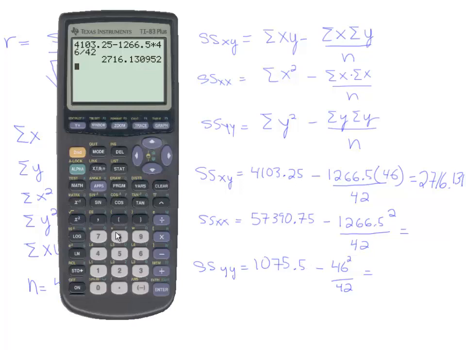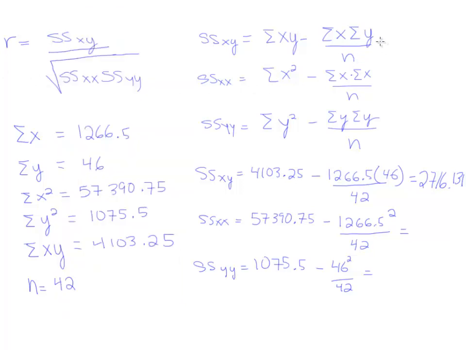Let's do the next one then. So our next calculation, to clear that old one out, is going to be the 57,390.75 minus 1266.5 squared. So the squared key on this calculator is here. And then divide by 42. When I do that one, I get 19,199.744. Actually, so we don't run out of room, I'm going to put these numbers up here. So 2,116.131, and then for this second one that we just worked out, it was 19,199.744, and then this last one we'll do here.